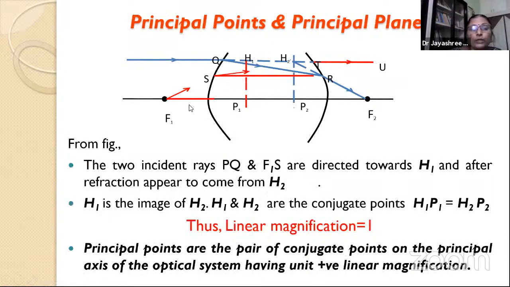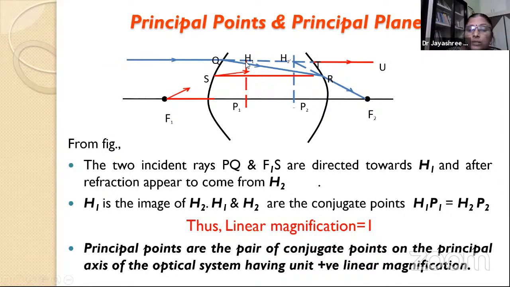Now these two incident rays, PQ and F1S, see here, these are the two incident rays, PQ and F1S, which are directed towards this H1, right?